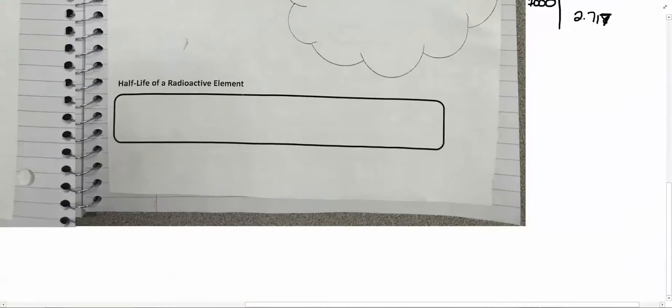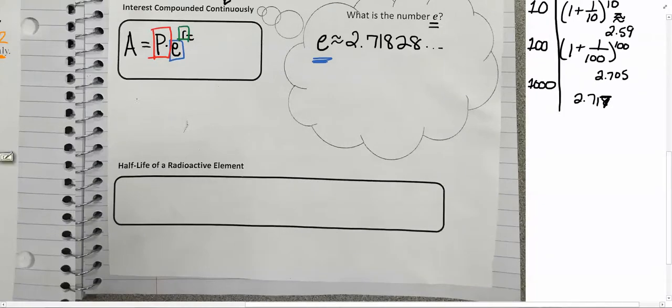Last type of problem, half-life of a radioactive element. So half-life is a type of decay, radioactive decay. If we think of decay, we have an amount and it's decreasing and decreasing and it's never actually going to get to nothing. We're talking about cutting something in half. So the decay factor is a half. Everything is getting cut in half. If we have like 50 grams here, then the next time we're going to have 25, and then half of 25, 12.5.